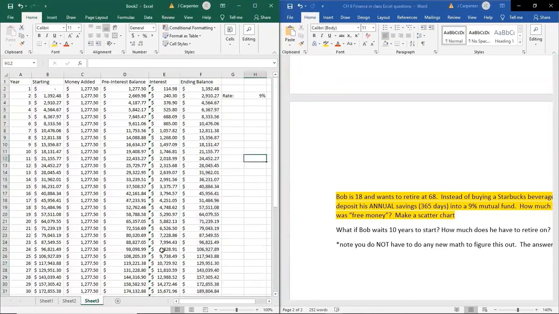The interest is going up every year. Our pre-interest balance is going up. Our ending balance is going up. Our money added, every single year, we're just putting that $3.50 away every day, which made $12,750 every year.